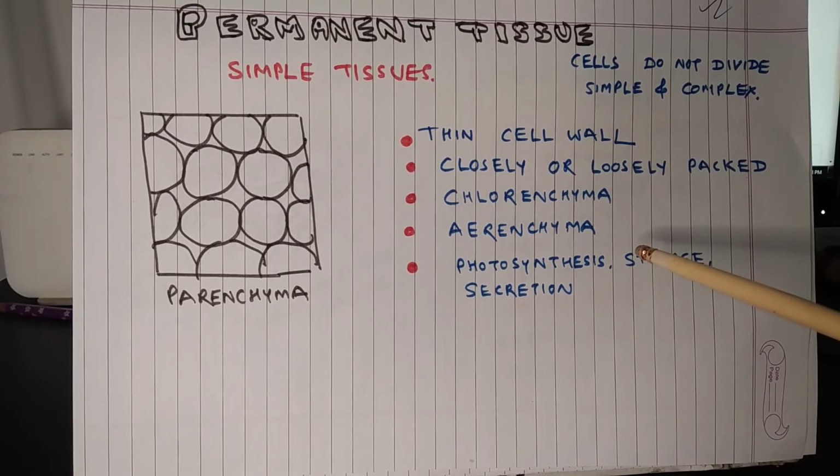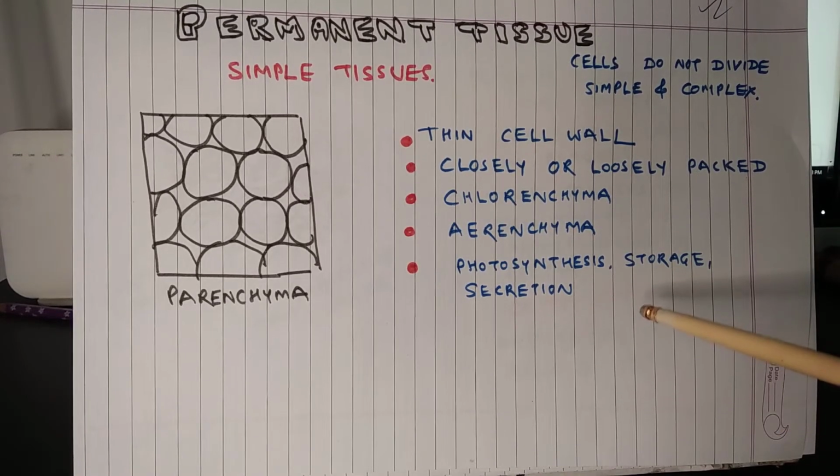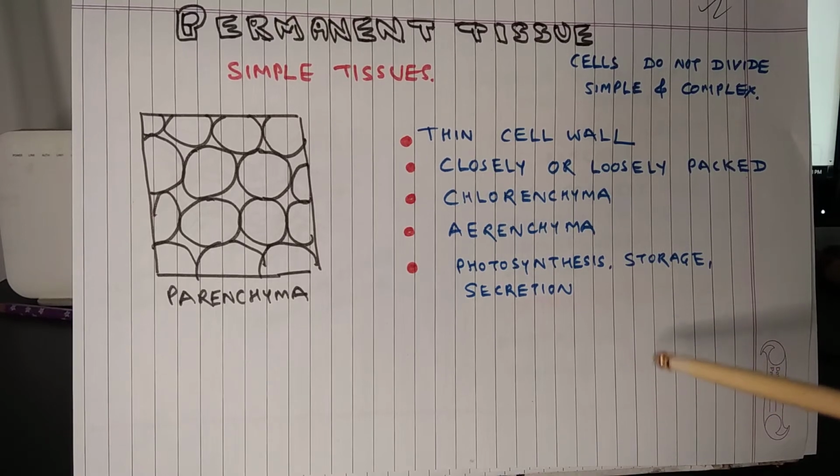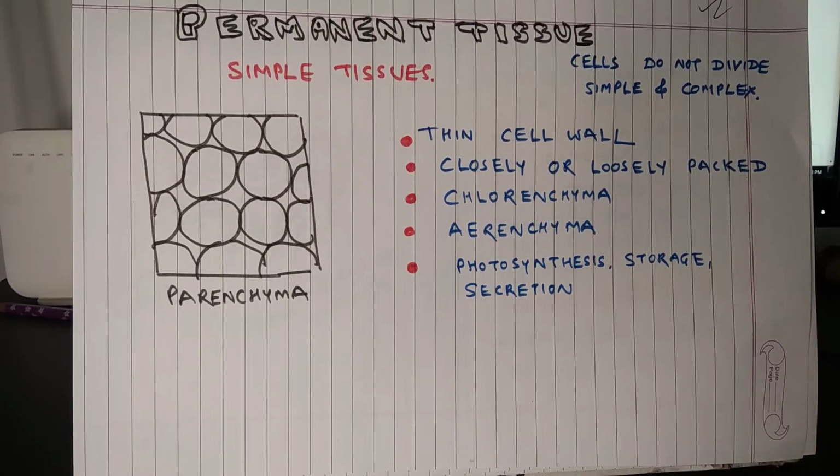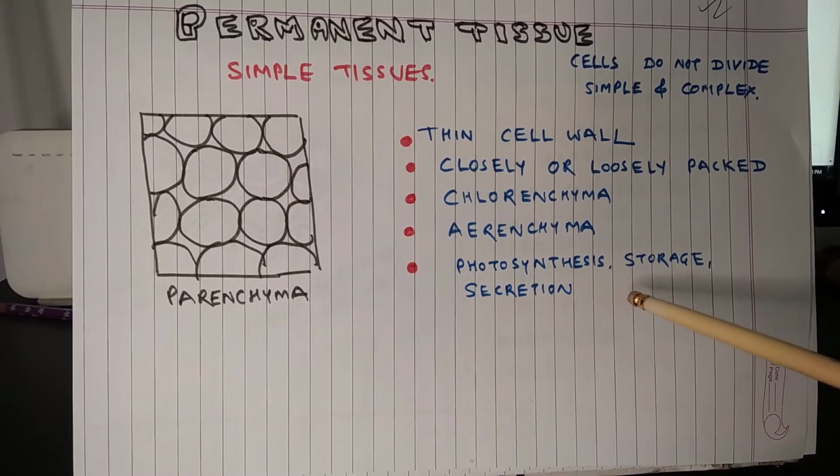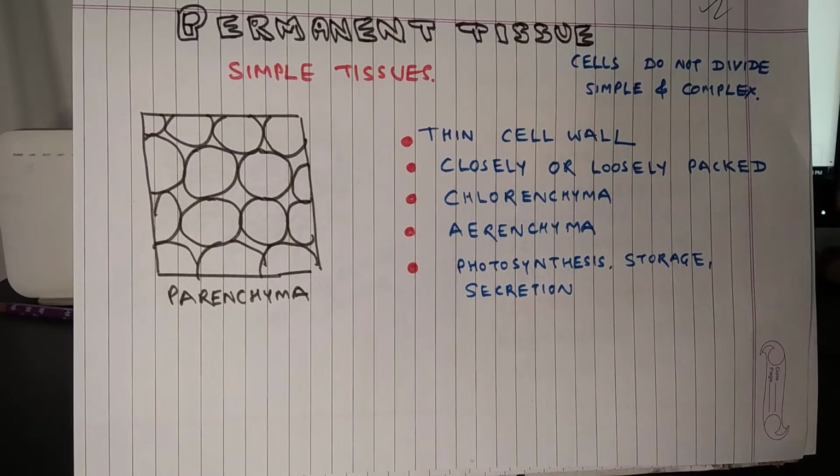In some of the plants, especially in aquatic plants, there are lots of air cavities in parenchyma tissue, and these air cavities provide buoyancy to the plant parts. So aquatic plants can float because of the presence of air cavities. So once air cavities are present in parenchyma, it is called aerenchyma. The main functions of parenchyma are photosynthesis, storage, and secretion.